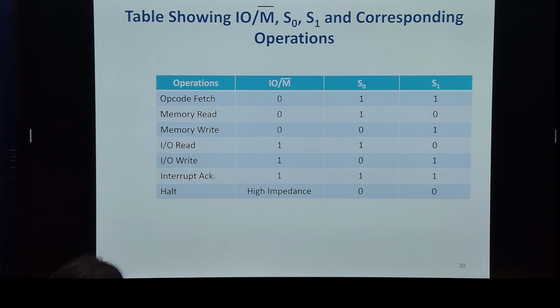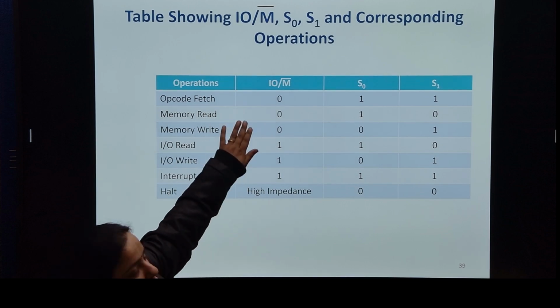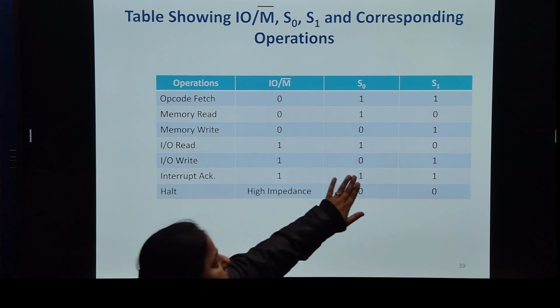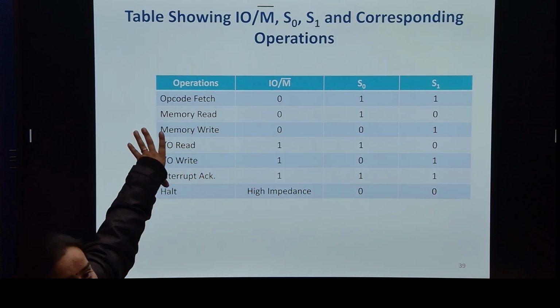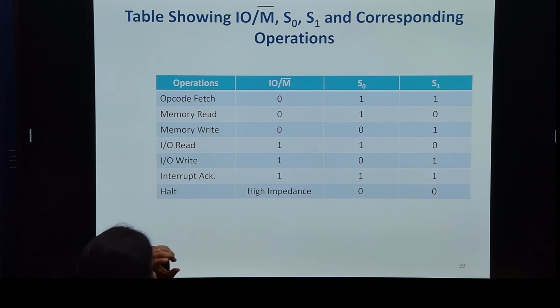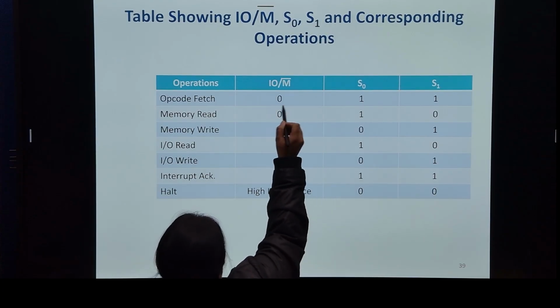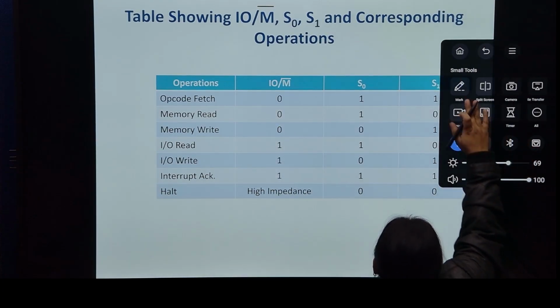See here, the table is the same: input output memory complement signal, S0 signal and S1. Based upon these signals, we can write the operation. What operations? Let's say here we are providing 0. Opcode fetch signal is 0.